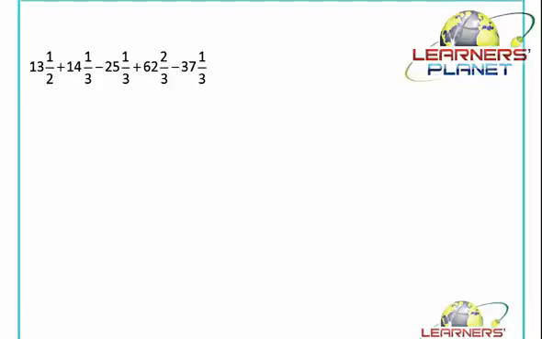Friends, in this case, we are given a problem involving addition and subtraction of mixed fractions. In most cases, when these sorts of problems are part of competitive exams, school exams, or entrance examinations, we just look at the problem and start writing. In fact, in this case, it is actually not necessary to convert the mixed fractions into improper fractions.